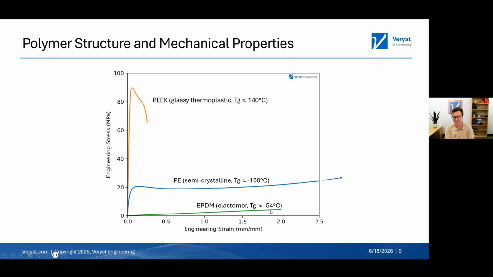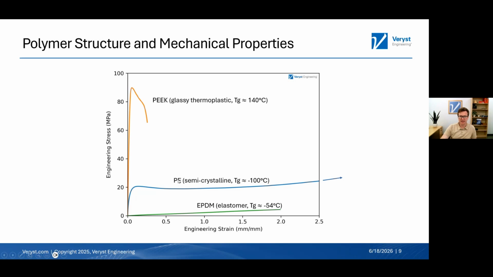The EPDM has a glass transition temperature of negative 54 degrees Celsius. So when we do this test at room temperature, we are well above Tg, meaning that we should expect those amorphous domains to be rubbery. And that's what gives this EPDM its relatively low modulus, its rubbery hand feel, and things like that.